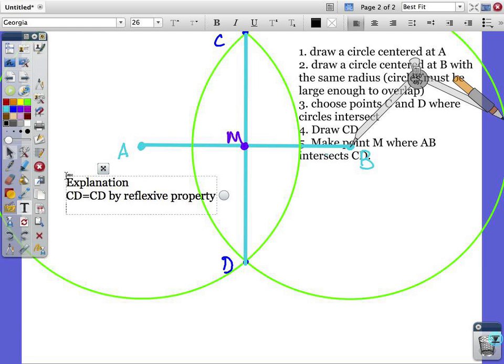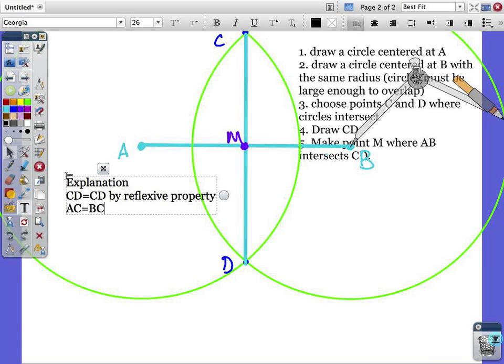AC is a radius, and AD is a radius. And BD and BC are radii. So, what can I say AC is congruent to? AC is congruent to BC.